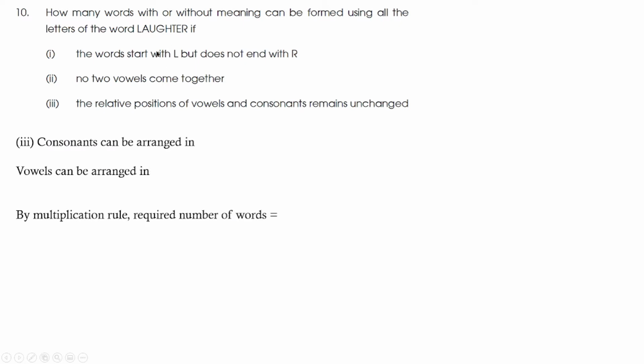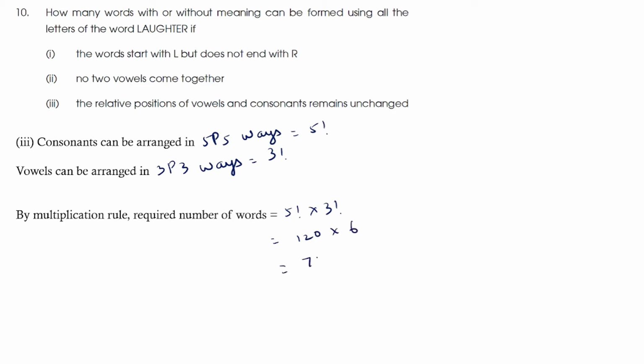So in that case, the consonants can be arranged in 5P5 ways, since there are 5 consonants, so this is 5 factorial, and the vowels can be arranged in 3P3 ways, or it is equal to 3 factorial. Now by multiplication rule, the required number of words is 5 factorial into 3 factorial. So here 5 factorial is 120 and 3 factorial is 6. So this is equal to 720.